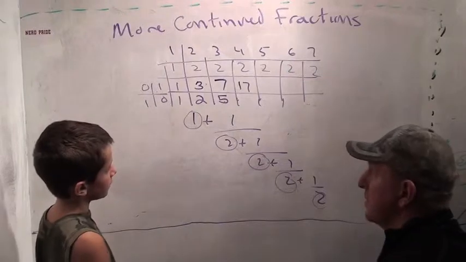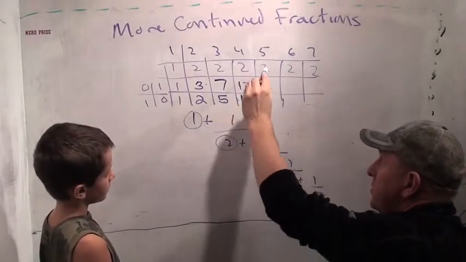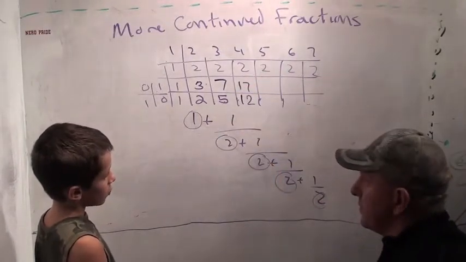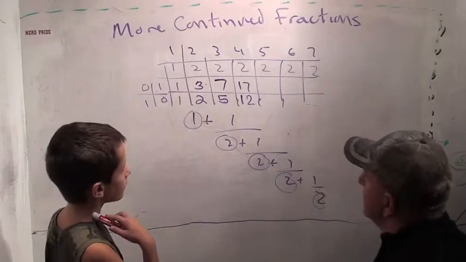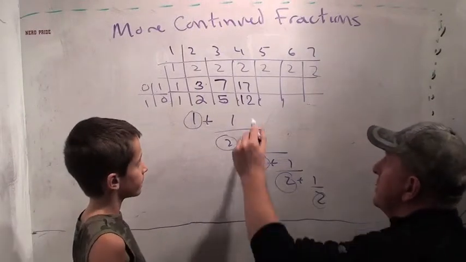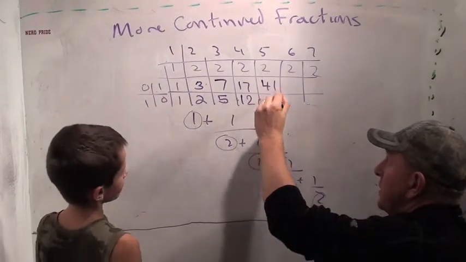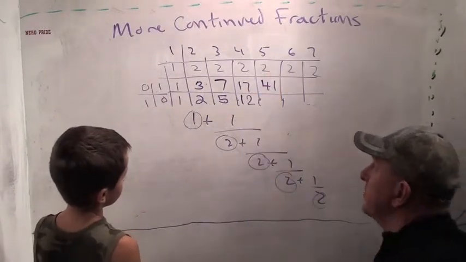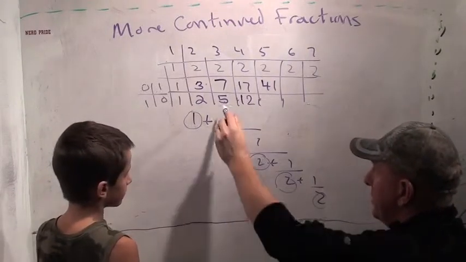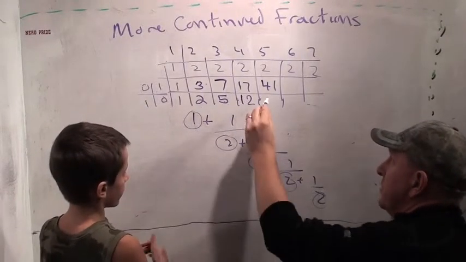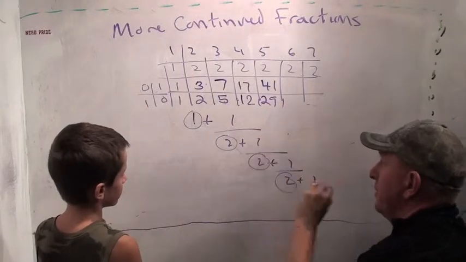And it's 12. 2 times 17. Oh, now these are getting tricky. 34, okay, 34 plus 7 is 41. 2 times 12 is 24, plus 5, is 29. Very good. Alright, 2 more to go.